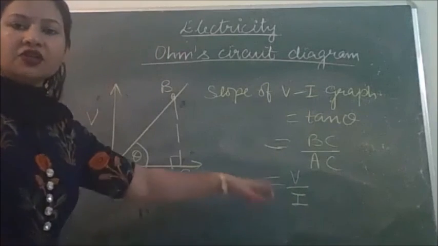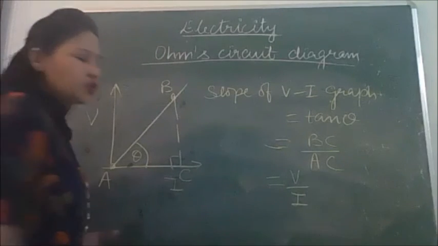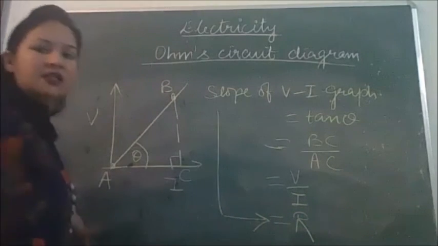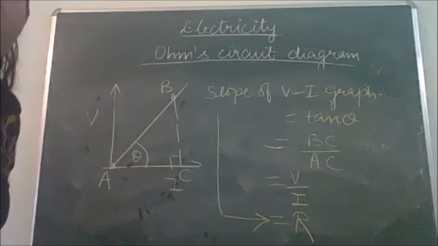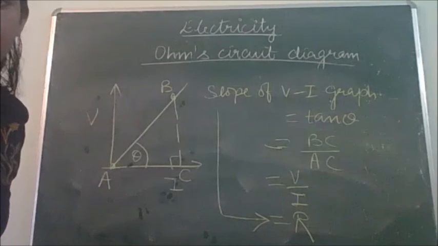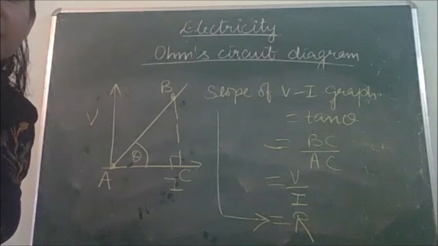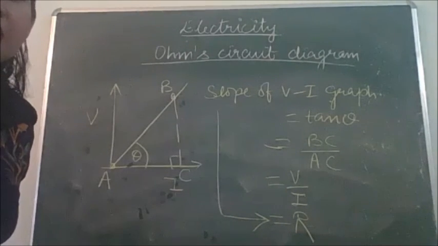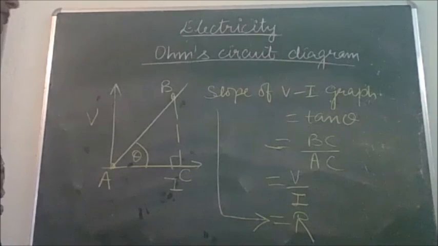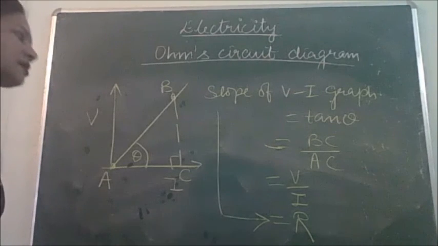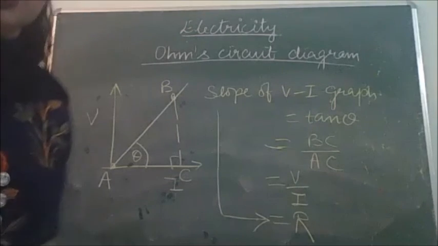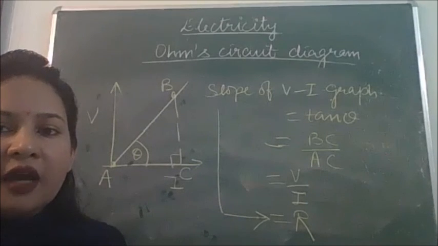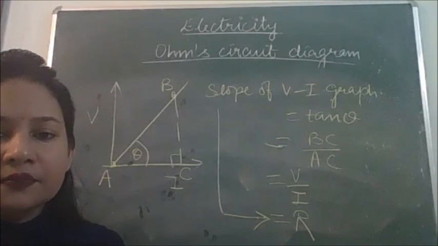Now what is V over I? We just defined. Ratio of potential difference to current is called resistance. So slope of VI graph gives us resistance. This is the importance of VI graph. So have a look at this, note it down.